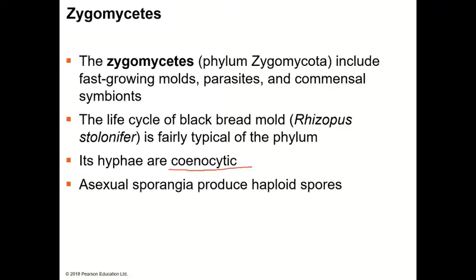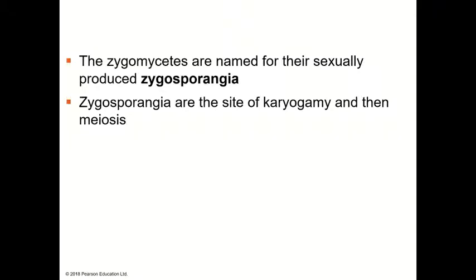Zygomycetes have coenocytic hyphae, meaning to say there are no septa. And they have asexual sporangia which produce haploid spores. They are named zygomycetes because they produce a sexual structure called the zygospore, or zygosporangia. So this is where karyogamy, or the union of nuclei, and where meiosis happens in this type of fungi.